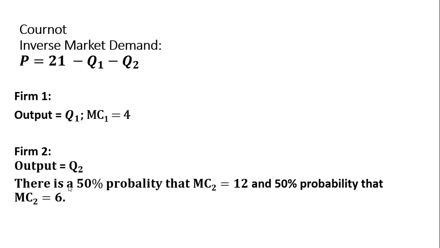And here's where the uncertainty part comes in. Firm 2 has a 50% probability that its marginal cost will equal $12, and there's a 50% probability that its marginal cost might only equal $6. So let's go ahead and solve this problem.